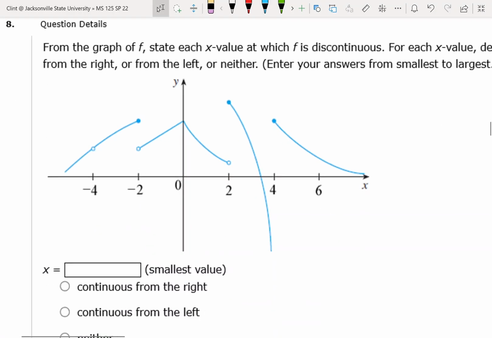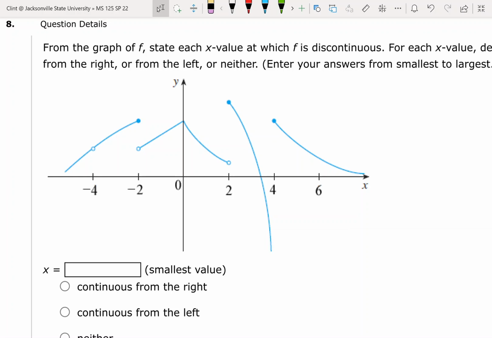Let's see. What's next? All right, we want to find where our graph has a discontinuity, all the places, and then figure out if it's continuous from the left, from the right, or from neither. Okay, so if we're starting over on the left, where's our first discontinuity? What x value? -4. Yep, and that's a discontinuity because we have a hole. Right? That would be our informal name for that.